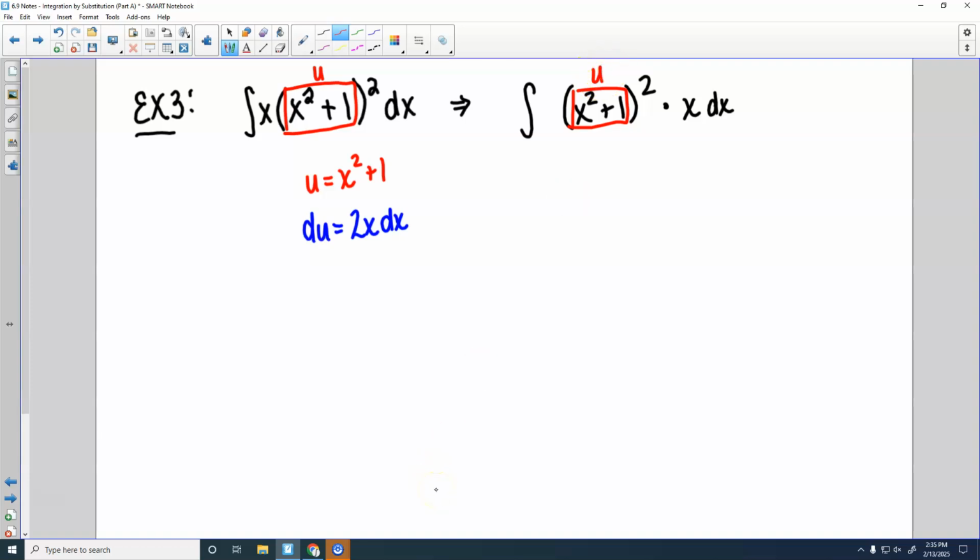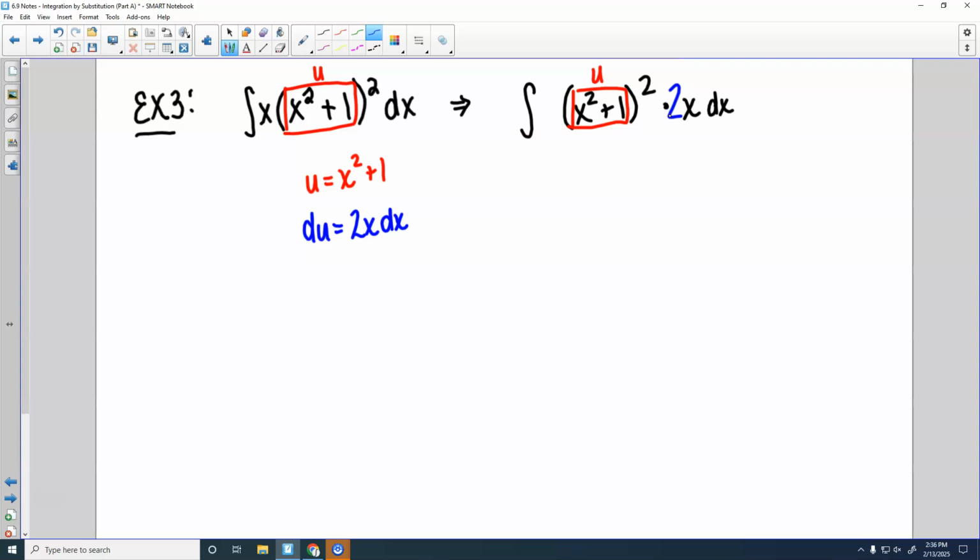Do I have what I need for the du? No, I've got most of it. There's an x and there's a dx, but what am I missing? A 2. And that du has to be there. If it is not, you cannot integrate. So I really want to just put a 2 right there, and then it can be my du.